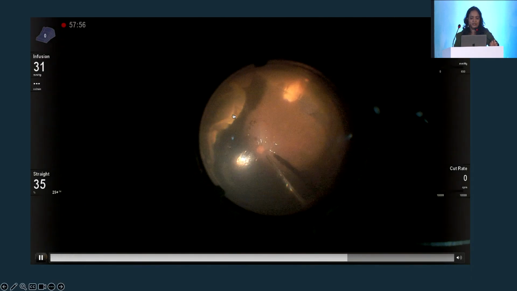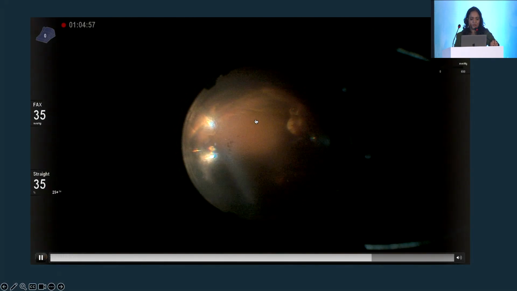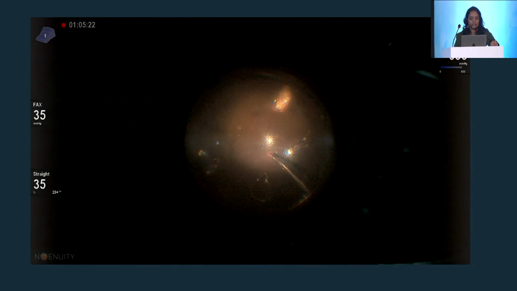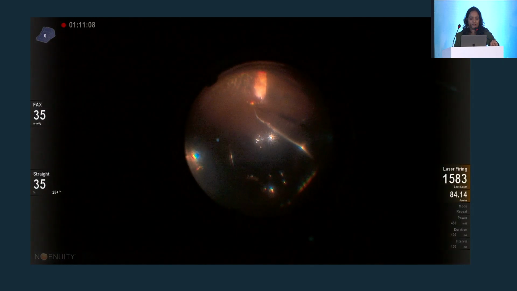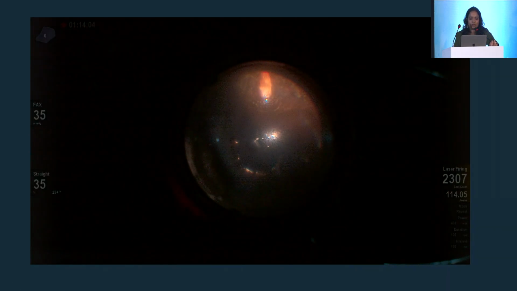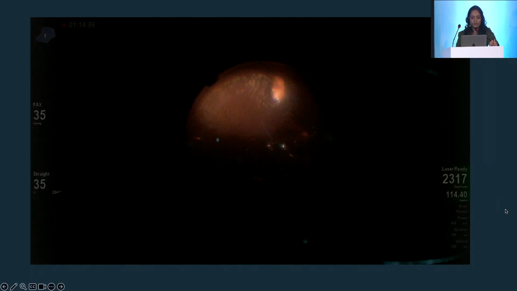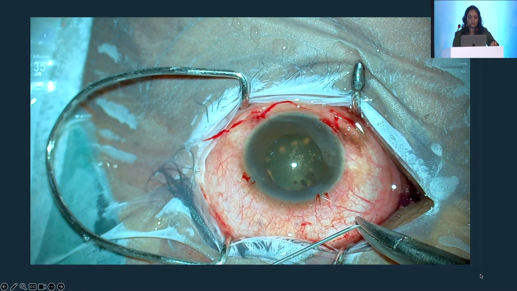You can see that the retina is free from any membranes, and vitreous base shaving has been done meticulously. You can see that it has settled under PFCL, and now it's settling under air as well. The retina looks very good. I have completed the laser. And after that, I inject oil, and the patient is attached so far.